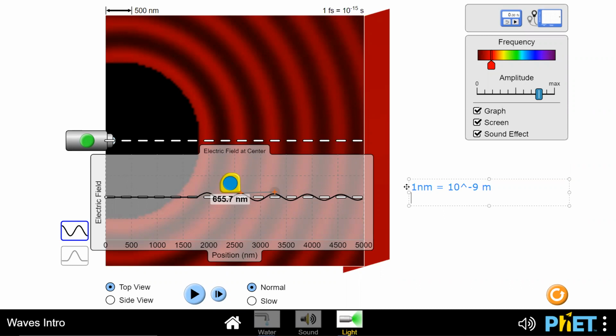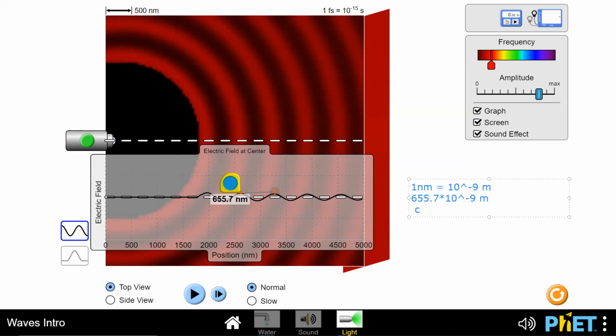That means 655.7 multiplied by 10 to the power -9 meter. So this is the wavelength. You have to find the velocity of the light. If you know the frequency, you can easily find it. How can you find the frequency? You can Google it. You can search through the internet, and if you type frequency of red light, you will get it.